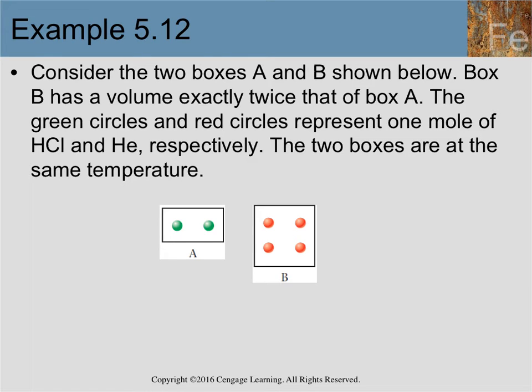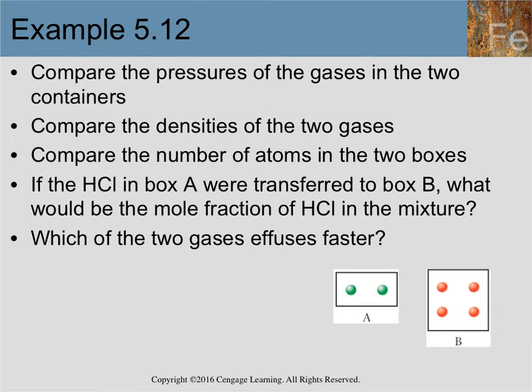So let's say we have a situation like this. We have two containers. B has twice the volume of A, and the green circles represent HCl, and the red circles represent helium. So you have these two containers, and you want to compare various properties based on what you know here. You know that the volume of B is twice that of A, and you know that each sphere represents a mole, and you also know that the temperature is the same for both of them.